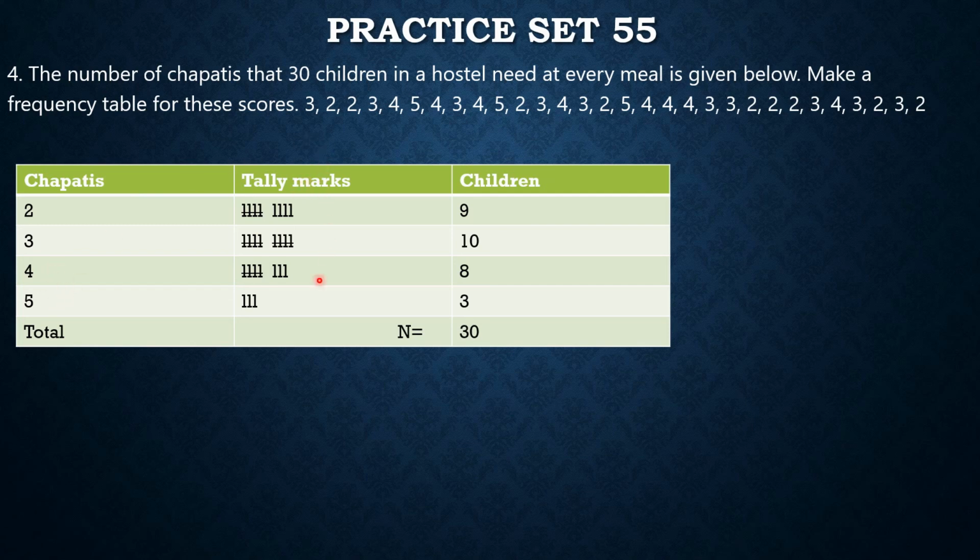Similarly in the tally marks we will search 2 and write the standing lines here. So it is 5 times and plus 4. So total is 9 in the frequency column. 3 is 5 plus 5, 10. 4 is 5 plus 3, 8 and 5 is 3 times, so it will be 3. So 3 students are eating 5 chapatis. So total when we add it up we get 30.